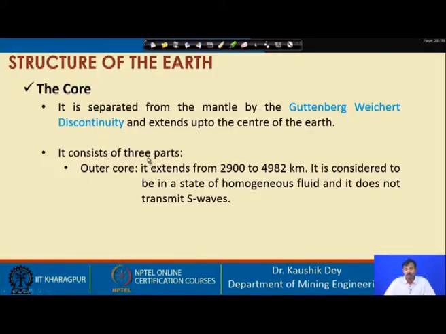So, the core, for our knowledge, let us understand the core is separated by the Gutenberg Wiechert discontinuity, and the core is considered up to the center of the earth. The outer core is from 2900 kilometer to 4982 kilometer depth, and it is considered to be a homogeneous fluid. That is why the body seismic wave, S wave, does not transmit through this medium, it transmits through the outer medium only. However, P wave may travel through this medium.